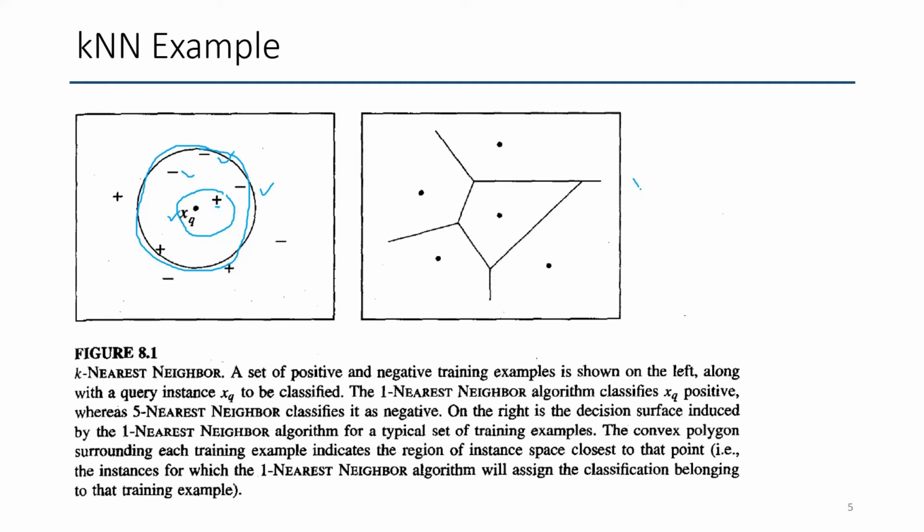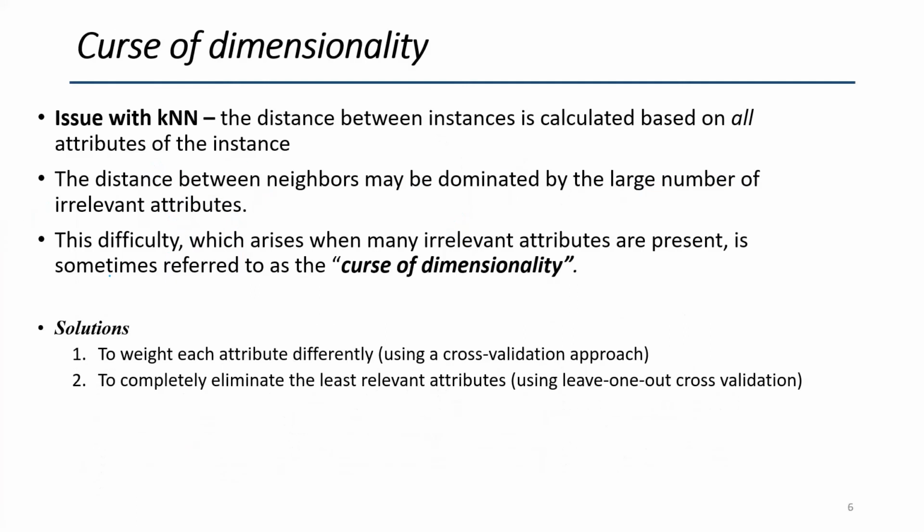This is known as a Voronoi diagram, and you will get a Voronoi diagram when you set k equal to 1. On the right is the decision surface induced by the one nearest neighbor algorithm. So you get such convex polygons, and how to create it, we know the method. You have to consider two labels, then draw a perpendicular bisector, and just find the intersection. This example is taken from Tom Mitchell's book.